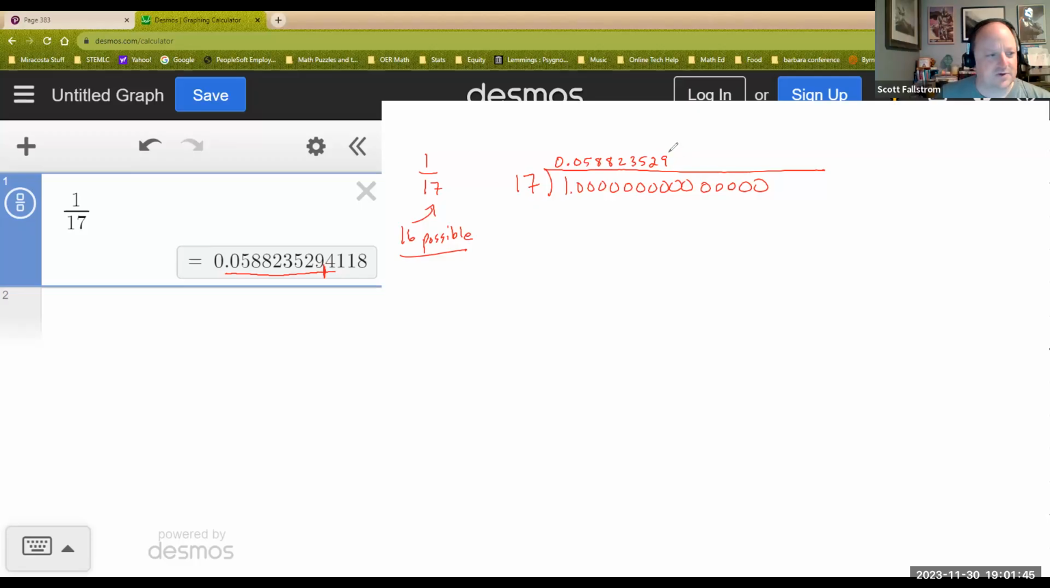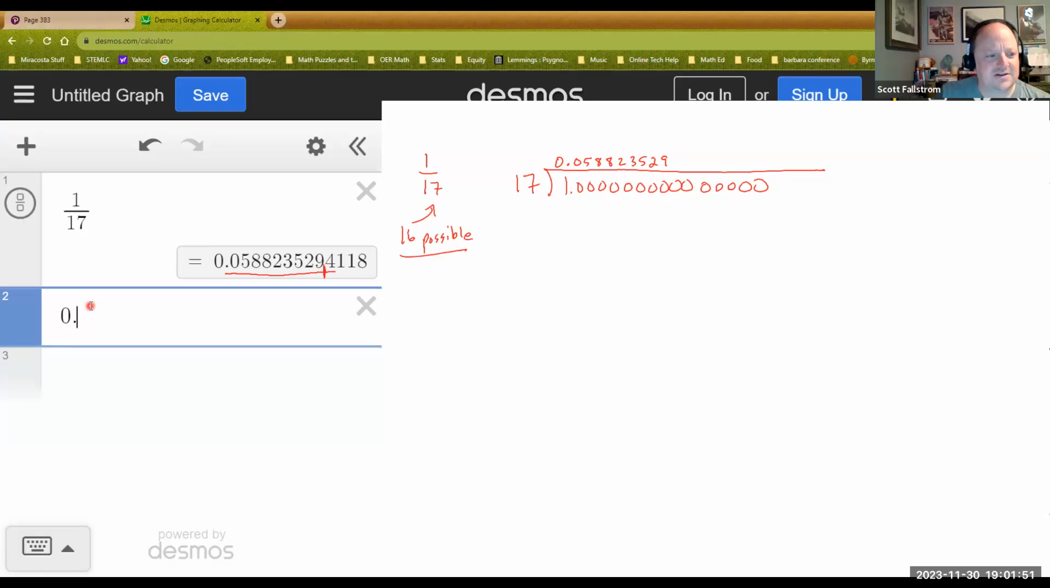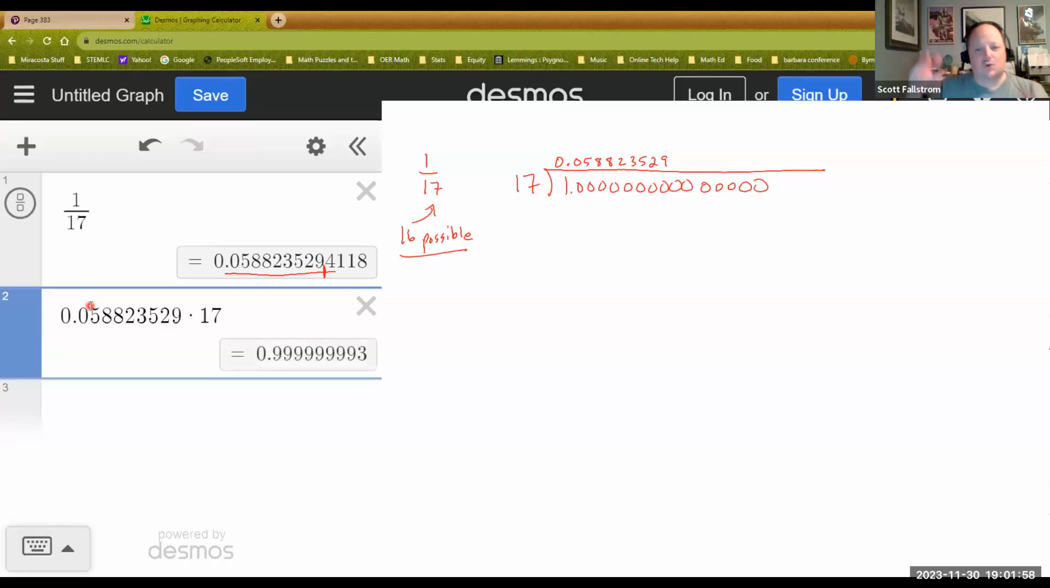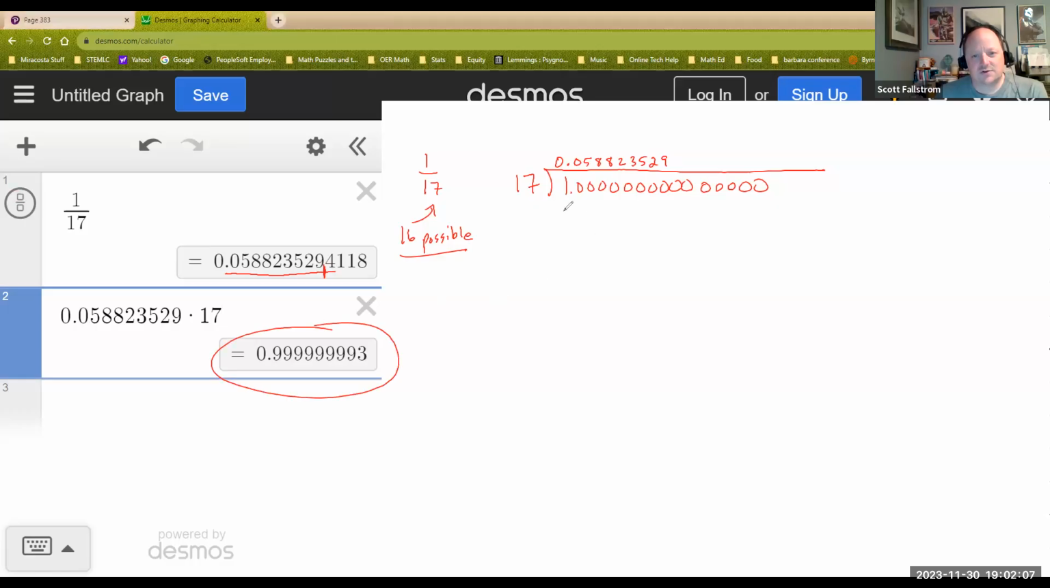So now here's what I do on my calculator. I come back to my calculator and I say, okay, calculator, give me 0.058823529 and multiply that by 17. So what I'm doing, if you notice, is I'm doing the actual process of divide, multiply, subtract, and bring down. I'm just doing it now with larger numbers, so it saves me time.